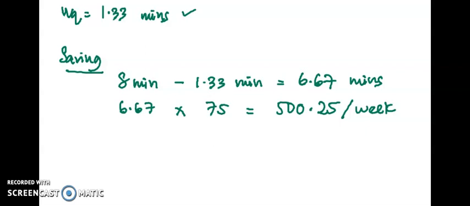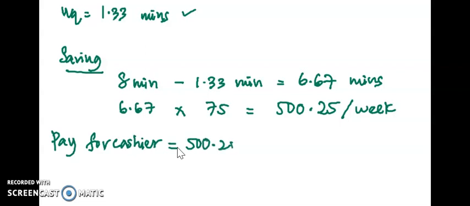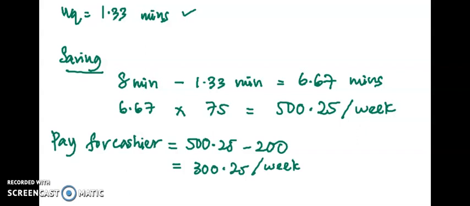Since you hire another cashier, of course you have to pay for the salary. So when you pay for another cashier, your saving will be, you minus 200, because 200 is the cost for the cashier. So now your saving is 300.25. So you can save 300.25 per week if you add another cashier and use the single server model.